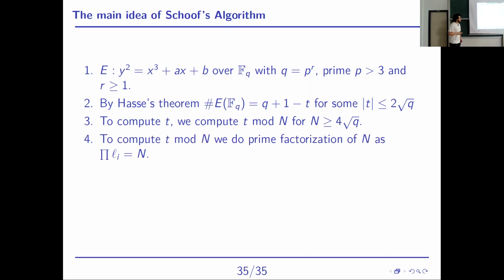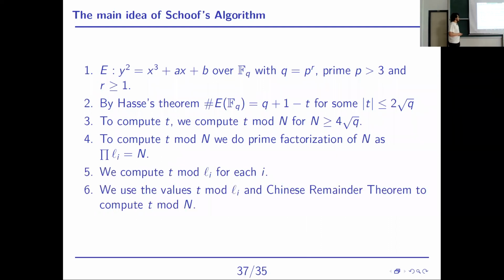To compute t modulo N, for a given random integer N, it is not easy to compute t modulo N on a computer. So we do the prime factorization of N into primes li, and then we compute t modulo li for primes, and computing the modulo value for primes is much easier. What does that give us? If we compute t modulo li for each li, then we can use the Chinese remainder theorem to lift that value, t modulo N.